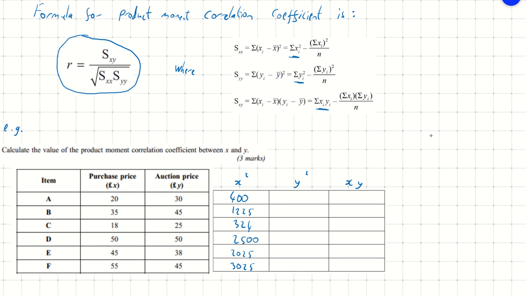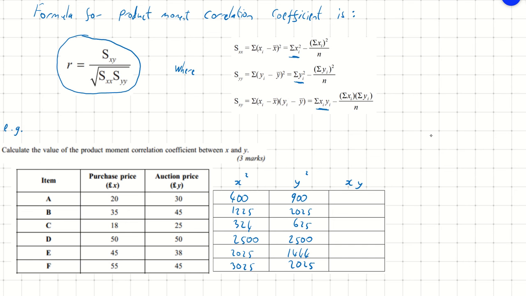My y squared values, 30 squared is 900. 45 squared is 2025. 25 squared is 625. 50 squared is 2500. 38 squared is 1444. And 45 squared is 2025.